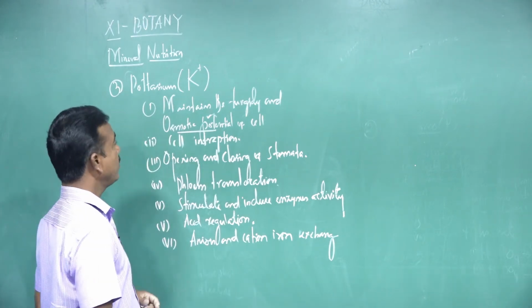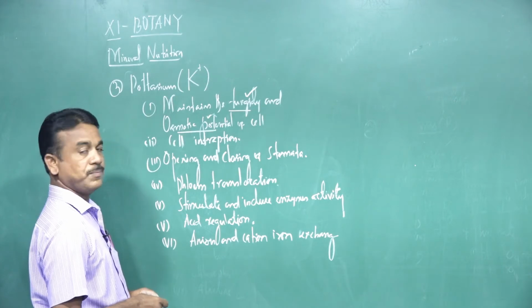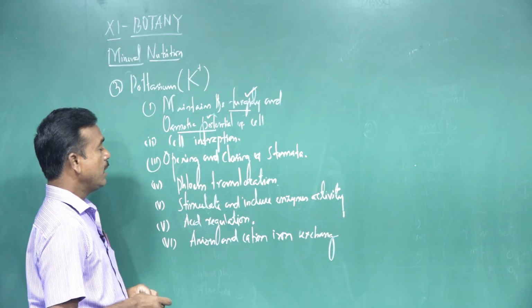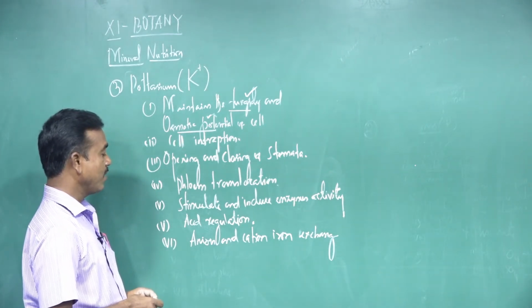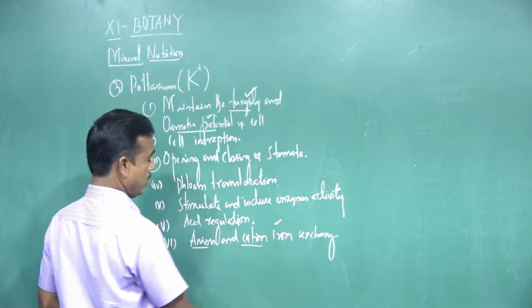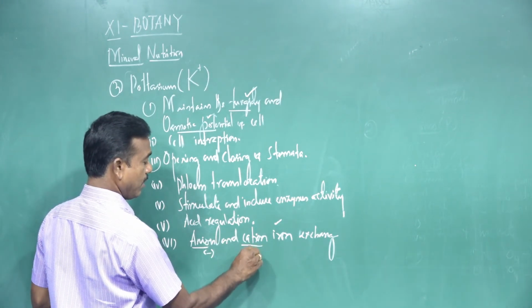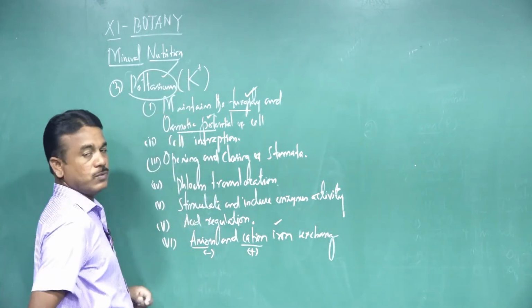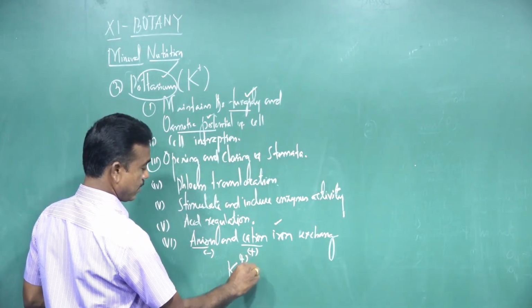So what are the functions? Maintaining turgidity and osmotic potential of the cell, cell entrapment, opening and closing of stomata, phloem translocation, stimulating and inducing enzyme activity, acid regulation, anion and cation ion exchange. Anion is always a negative charge; cation is always a positive charge. Potassium is taken up by the plant in the form of K plus ions.